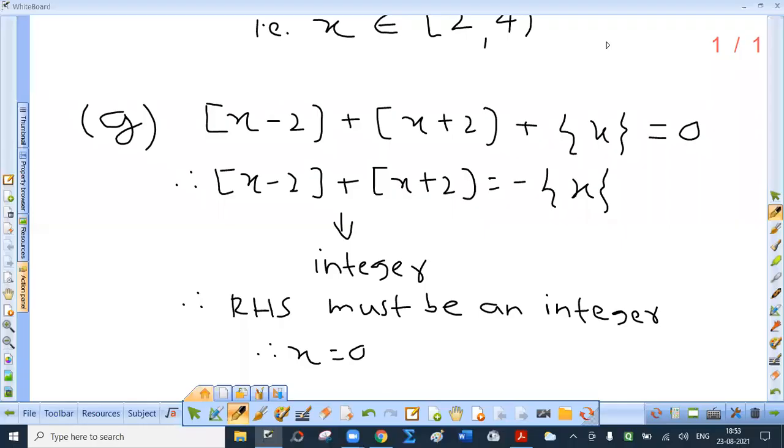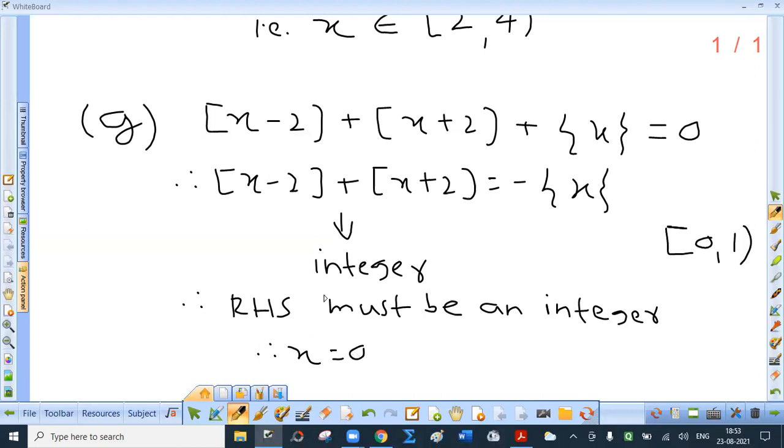G part: step(x minus 2) plus step(x plus 2) plus the fractional part of x equal to 0. Rearrange the terms. Now, the left hand side is definitely an integer. And what is the RHS? The negative of the fractional part function. What is the range of this? It is the semi-open interval (-1, 0], 0 included, -1 not included. So the only integer is 0, and therefore 0 is the only solution.